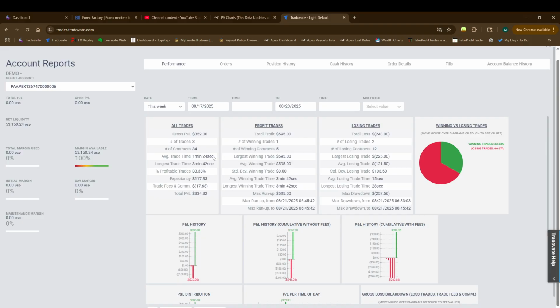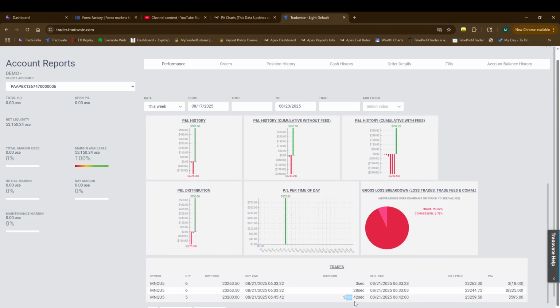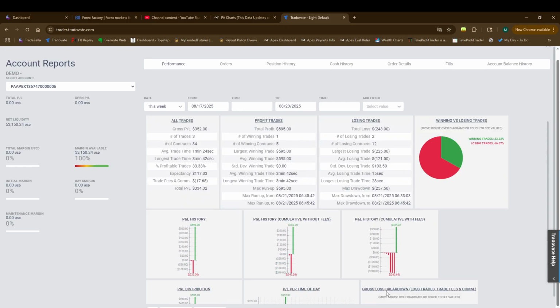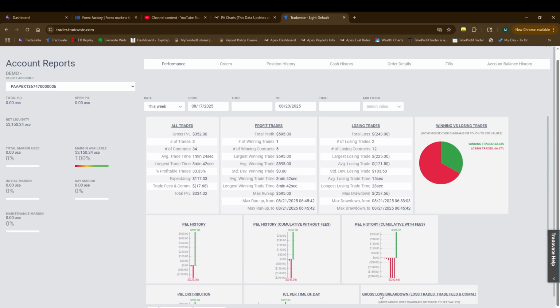Average trade time was about 1 minute and 24 seconds, and my longest trade was about 3 minutes. I think that's my winner. Yeah, my winner was 3 minutes, and my loss was about 1 minute. Which is very typical for me when I place my trades. Within like 1 to 10 minutes, I know if it's going to be a winner or a loser.